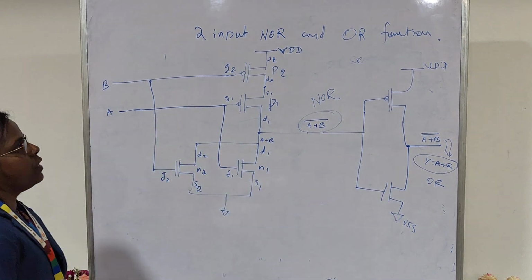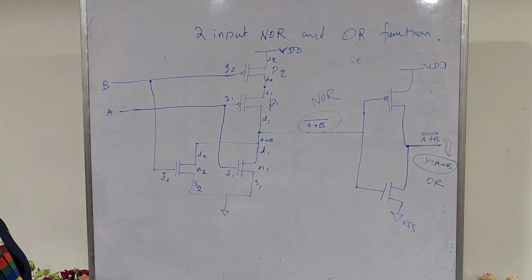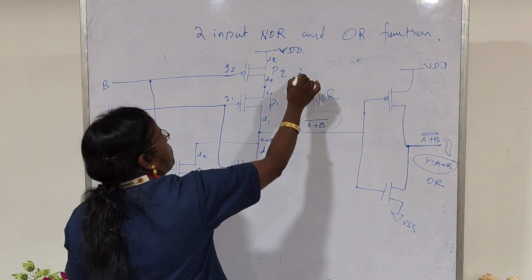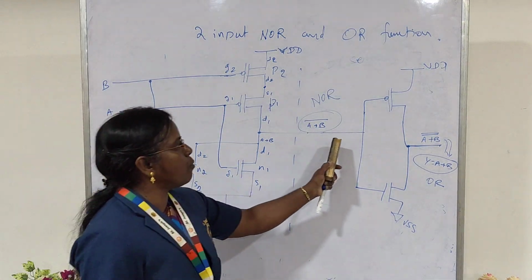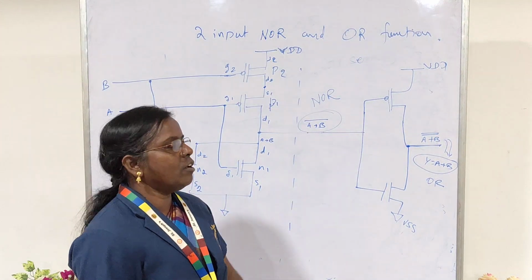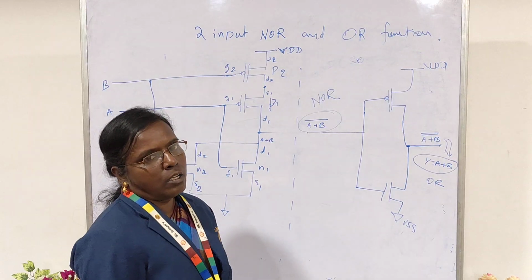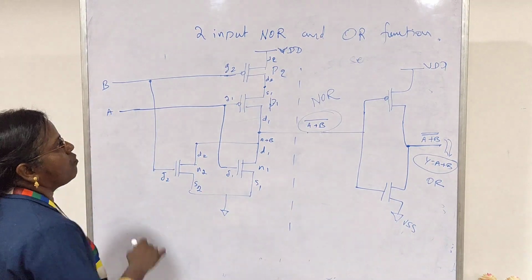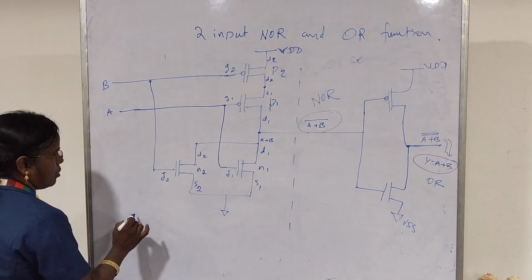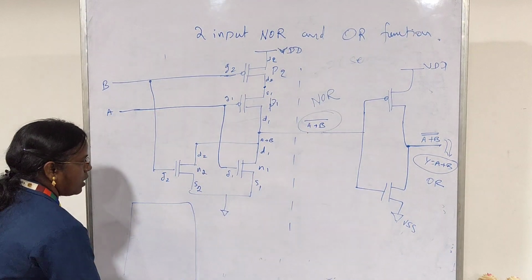So this is how we can implement the two input NOR gate and the OR function. Up to this portion we have the NOR gate. If I add one more inverter at the output section, we will be getting the OR function.